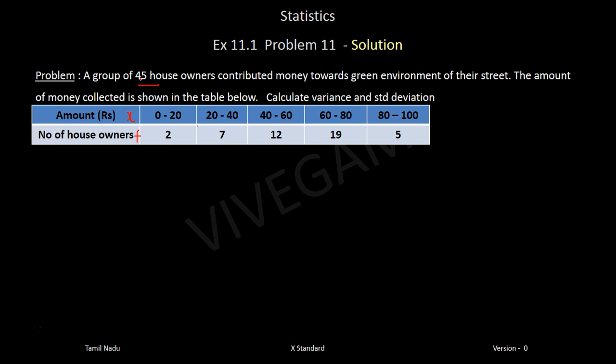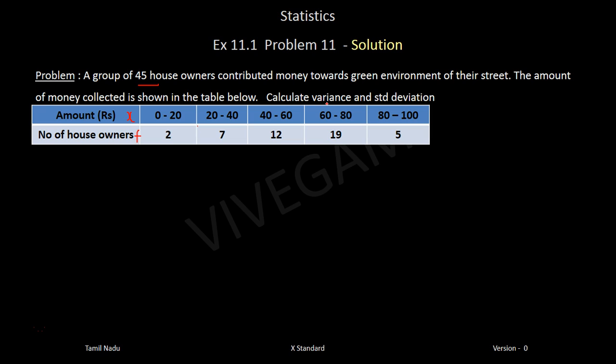But we can do a quick check. They say 45 houses. So 2 plus 7, 9. This is 21, 40, 45. Right, so this is right. We don't need to do it. I'm just trying to make you think that some things you'll have to check.